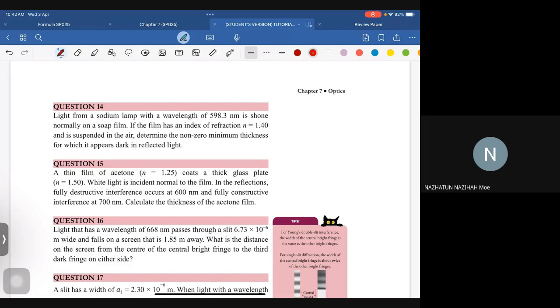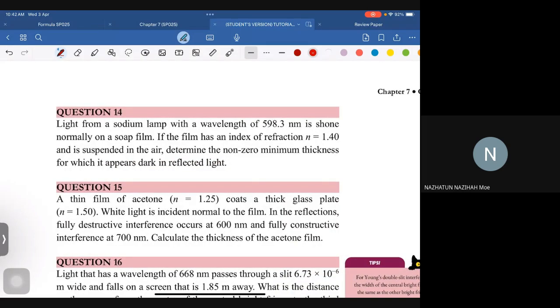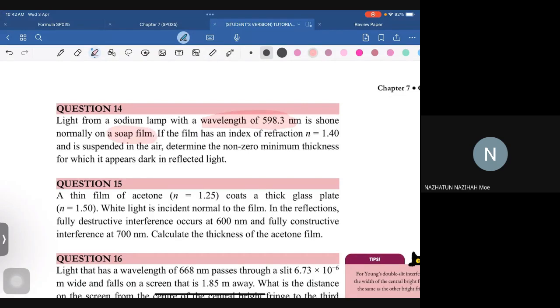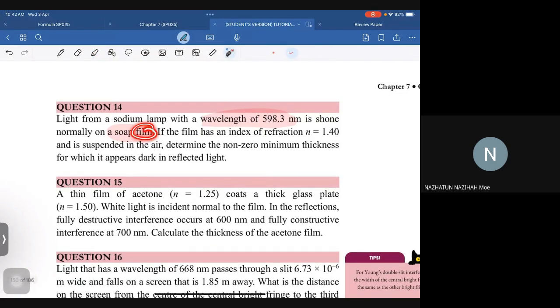Okay, question 14. Light from a sodium lamp. Okay, so this one, dia bagi tahu kita ada sodium lamp and then dia bagi tahu wavelength dia berapa. So wavelength is this, shown normally on a soap film. Kalau dia ada mention je film, oh, and then automatically kamu tahu this question is for thin film.